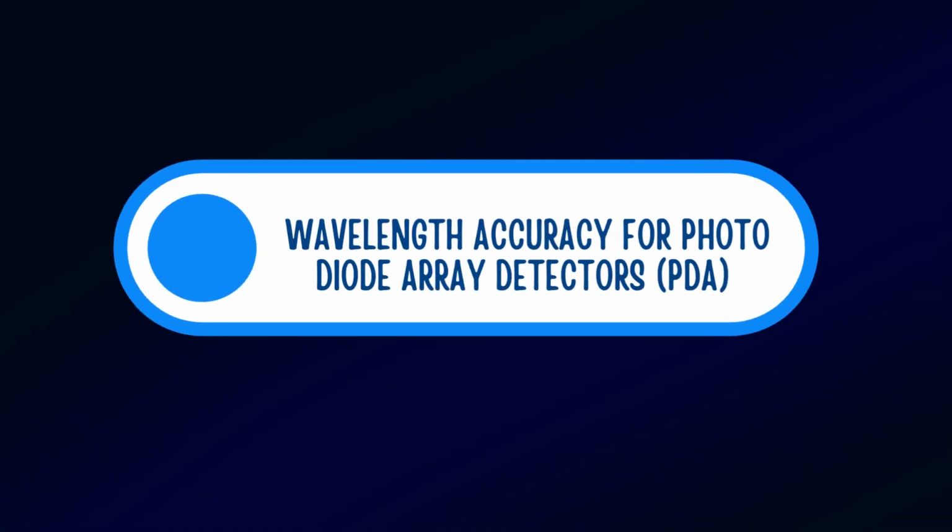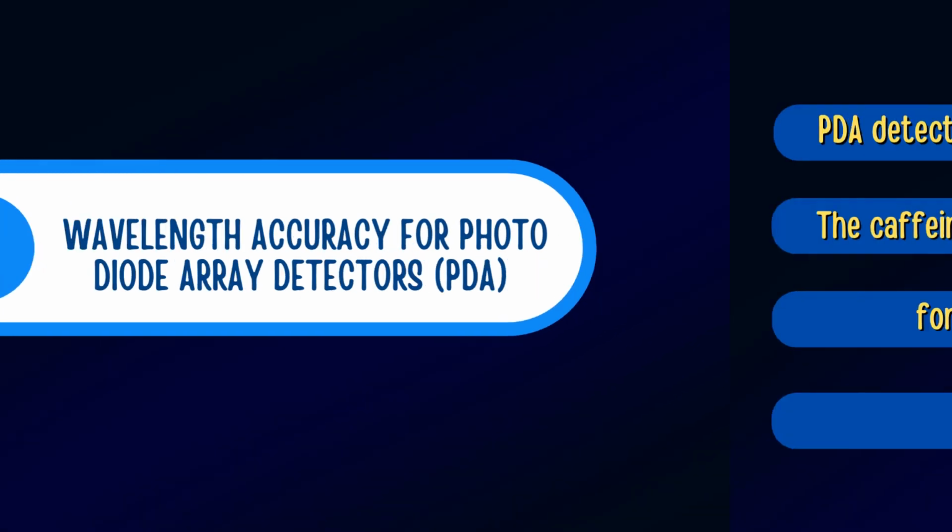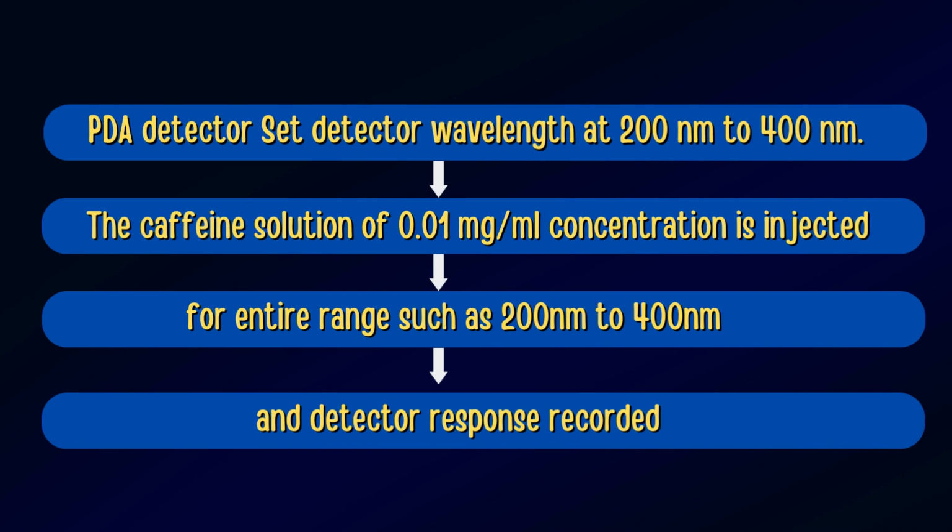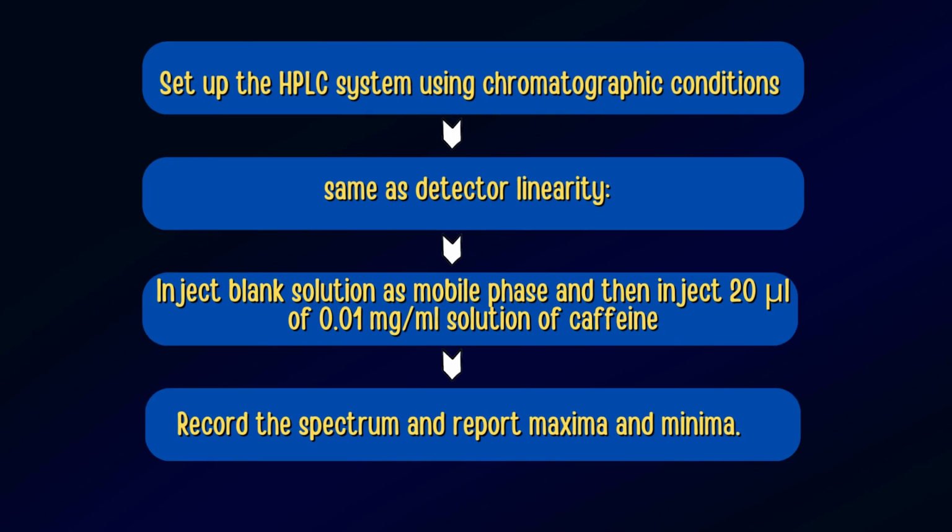Now our next parameter is wavelength accuracy, in which first is wavelength accuracy for photodiode array detector, that is PDA detector. For PDA detector, set detector wavelength at 200 nanometer to 400 nanometer. The caffeine solution of 0.01 mg per ml concentration is injected for entire range such as 200 nanometer to 400 nanometer and detector response is recorded.